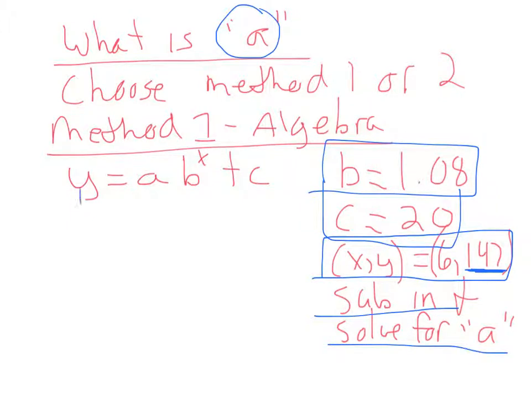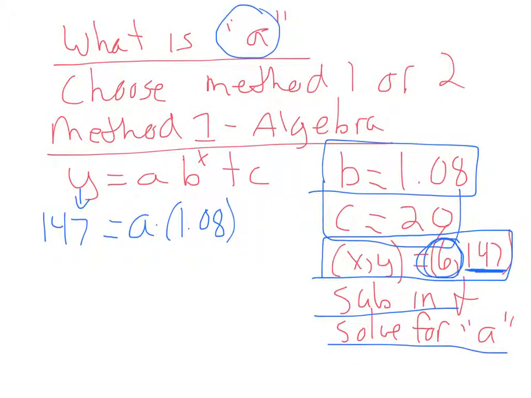So I've got a Y value that comes from my ordered pair, 147. I do not know the A value. The B value I know is 1.08. I'm looking at how much money there is after 6 years, and after 6 years there was the $147. So the exponent is 6, and then I have to add on my constant, which I know is 20. And now I have exactly one unknown, A, in one equation, so I can solve that.